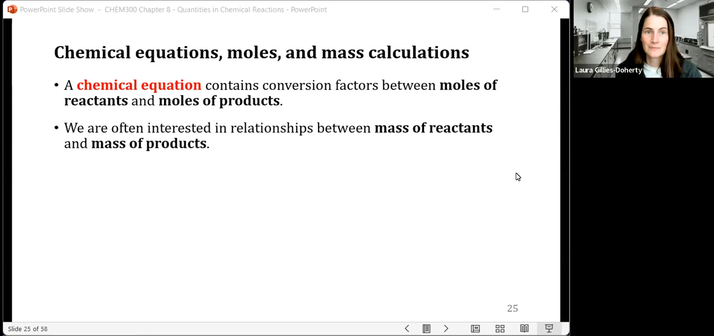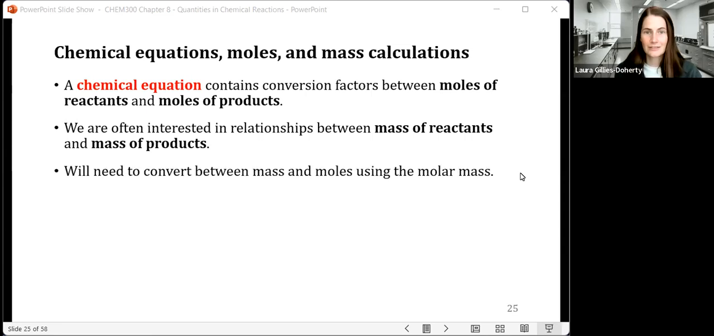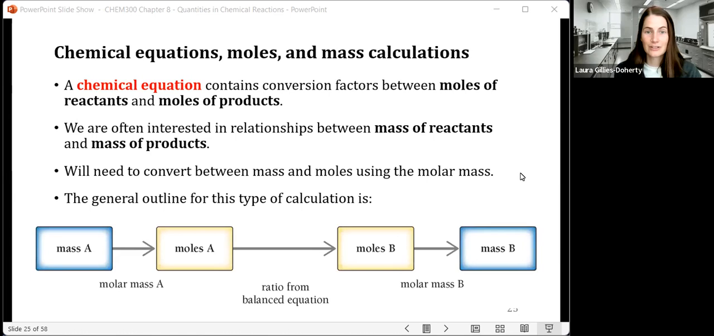And as I've mentioned before, we don't weigh things out in the chemical lab. We don't count things based on the number of molecules or even the moles of substance. When we're working in the real world, we usually use mass. And so we're going to be using molar masses to convert from mass of substance to moles of substance. And then once we have the moles of substance, we can convert to the moles of any other substance in that same balanced chemical equation.